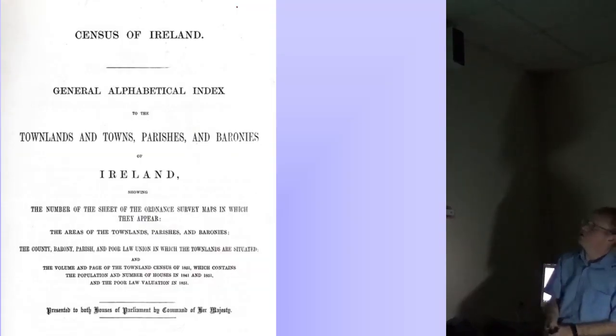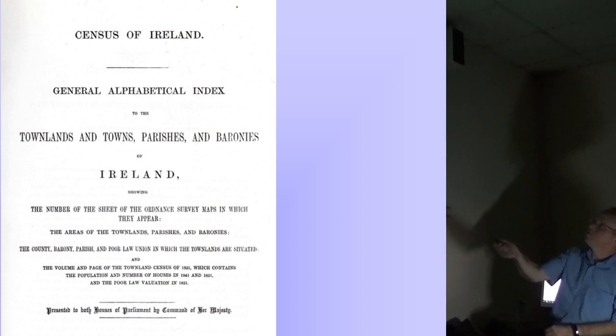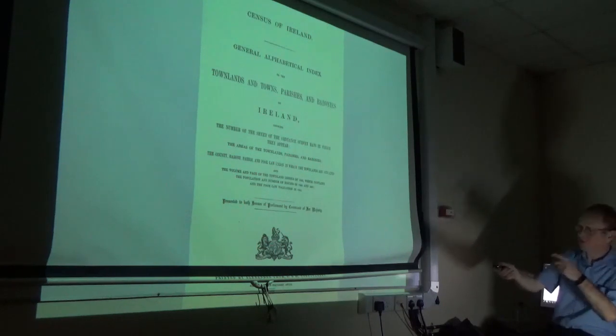That's what the front page of the book looks like. The caption is Census of Ireland, and there's all the information. You can actually download this or see this online. I'll show you a link later on.